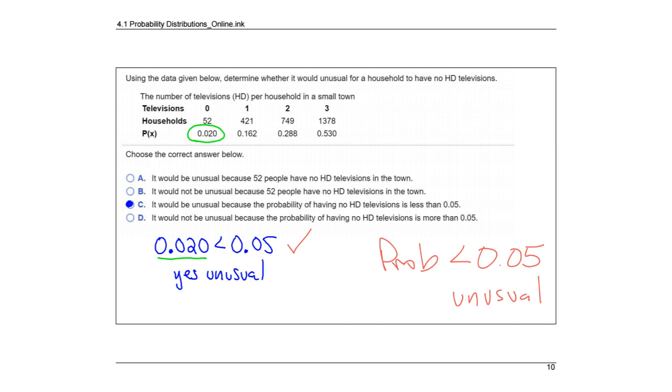So basically I have 2% versus 5%. 2% is less than 5%. And this is very close to zero. It's very small. And therefore, it would be unusual to have no HDTVs for this data set.